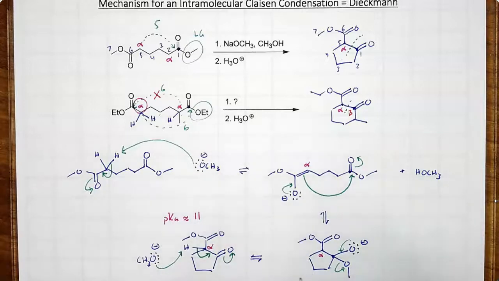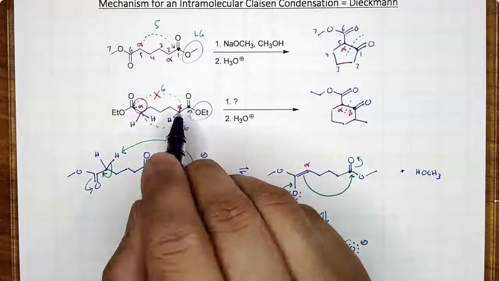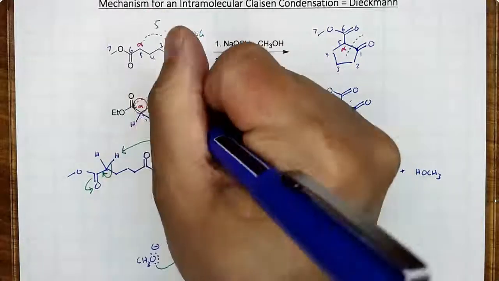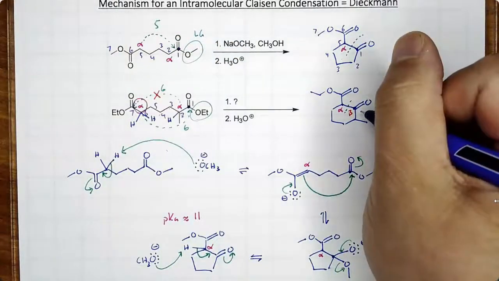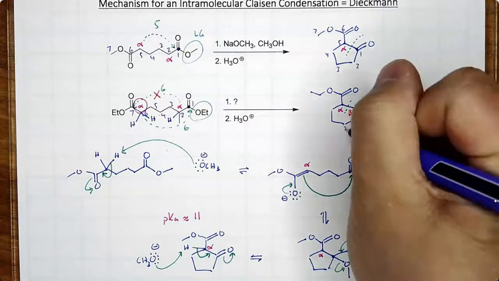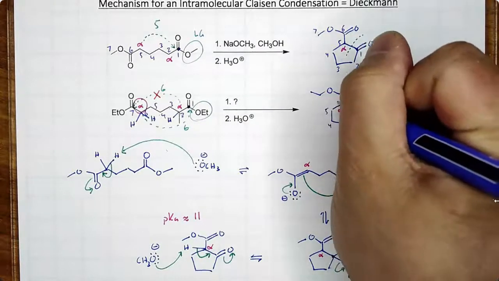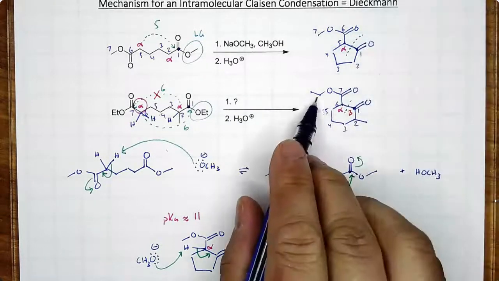We could count from the carbon we attacked. 1, 2 has the methyl. 3, 4, 5, 6, 7. And then the O ethyl.